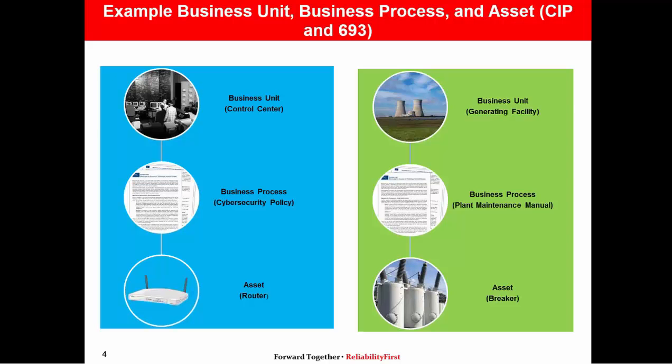Then going to the 693 side, we have a business unit that's a generating facility, so I'll hand it off to Ellen for that. Okay, we may have a business unit known as a generating facility, and that facility may have applicable 693 standards. To comply with those standards, they'll have business processes and manuals that identify the need and steps that the individuals may take to adhere to those standards. Also, they'll have assets that those business processes mention.